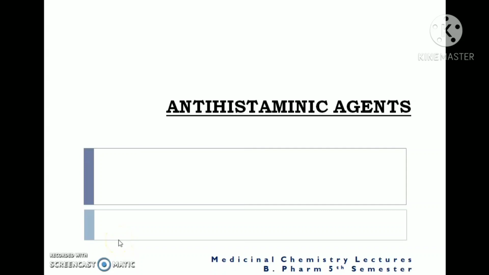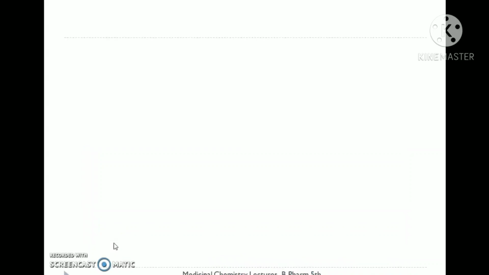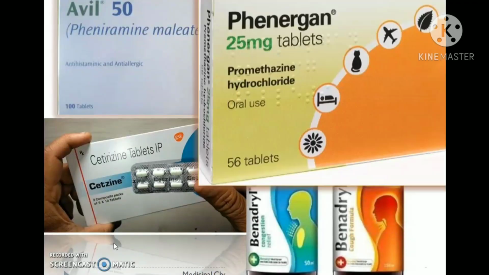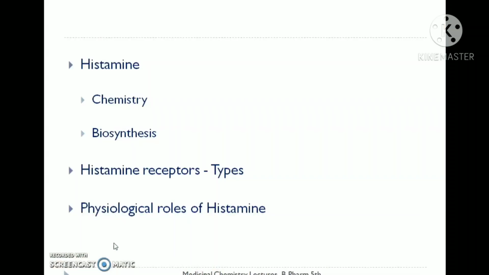Antihistaminic agents are those agents popularly known as anti-allergic drugs. They are those drugs that are taken when we have a running nose, sneezing, nausea, vomiting, motion sickness or any allergies for that matter. So some of the popular brands that you all are familiar with are Avil, that contains pheniramine maleate, cetirizine, Phenergan, Benadryl, etc.